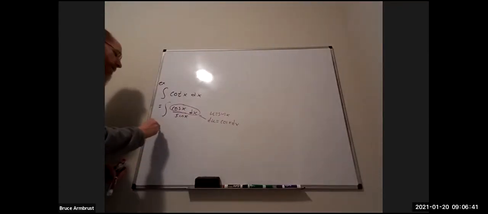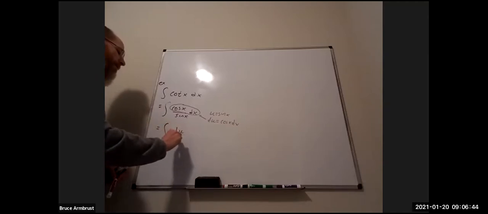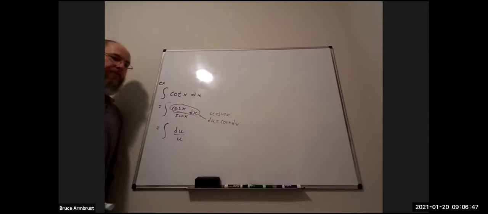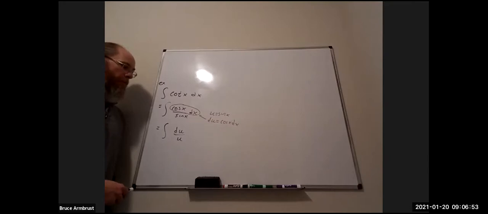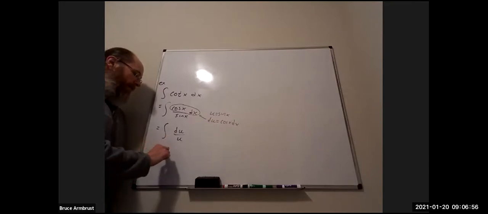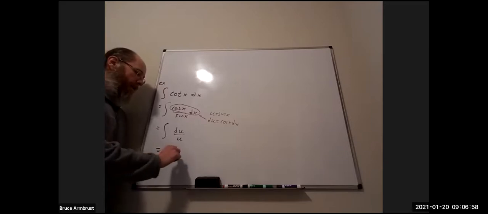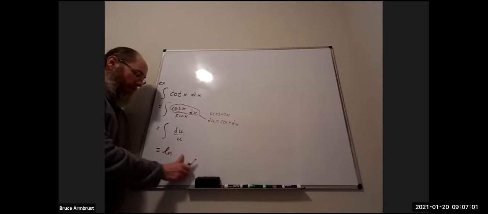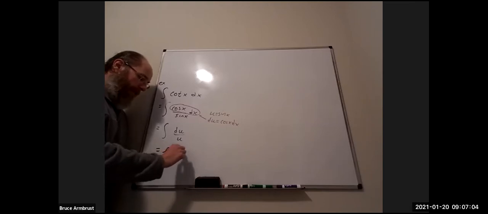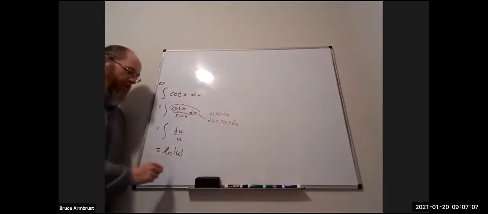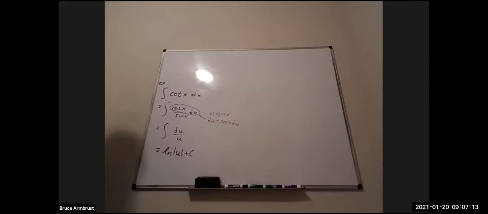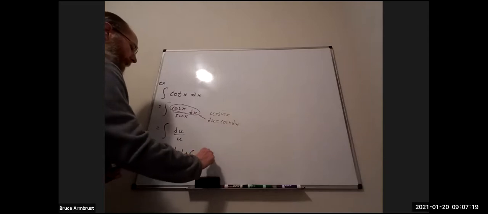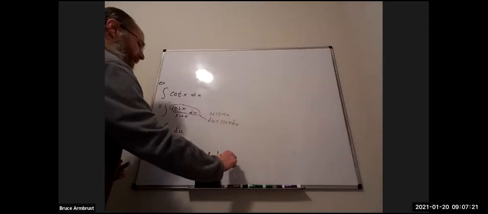And so this turns into du over u, which we're now ready to integrate. So this is going to end up giving us the natural log of u. Technically, we do need absolute values around those. So I'm going to go ahead and put that there. Plus c. And of course, we now need to replace our u. And so we end up with the natural log of the absolute value of sine of x.